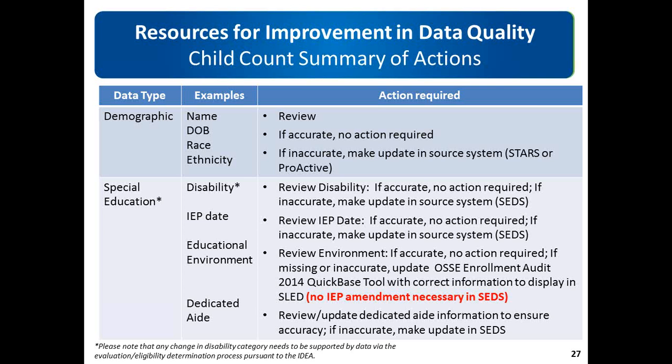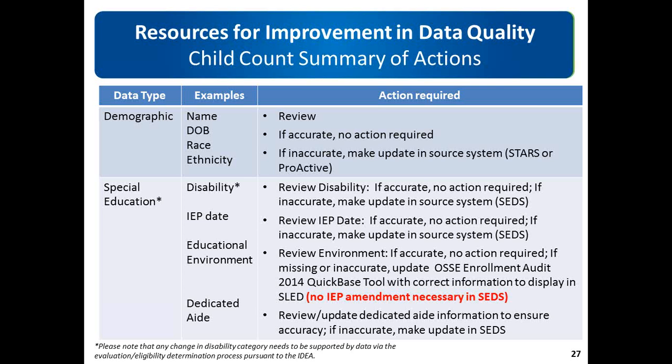pre-populate based on the percentage, but that's not correct. You actually have to manually choose the educational environment button for the correct environment. Otherwise, it will just default to what was there before. So a lot of teams didn't notice that they needed to manually select that, which led to the wrong educational environment, which then led to issues with child count last year, and then everybody had to go back and amend their IEP. It's very burdensome.